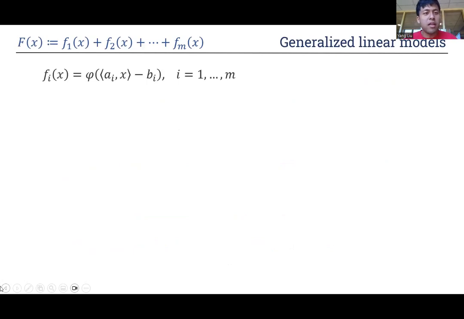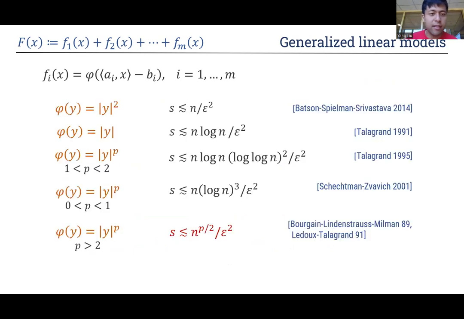In this talk, we'll be studying the problem of generalized linear models, which actually extend both examples discussed on the previous page. In this problem, we have once again f(x) being the sum of functions, but here we should think that the functions are functions of some linear form of x. So phi of (ai·x minus bi).